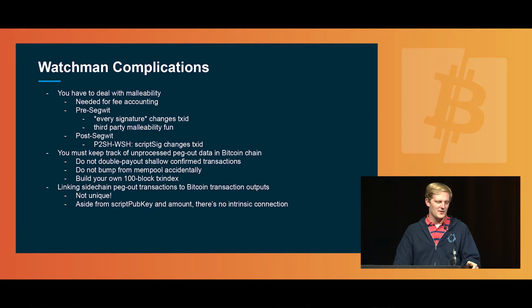Another big gotcha is how you track the provenance of Pegout requests on the sidechain to whether or not they've been paid out on the main chain, because the script pub key and amount are not unique. You can peg out to the same address over and over, same amount, and the Watchmen all have to come to a consensus of sorts that they're paying out the same ones, or at least the same amount of times.